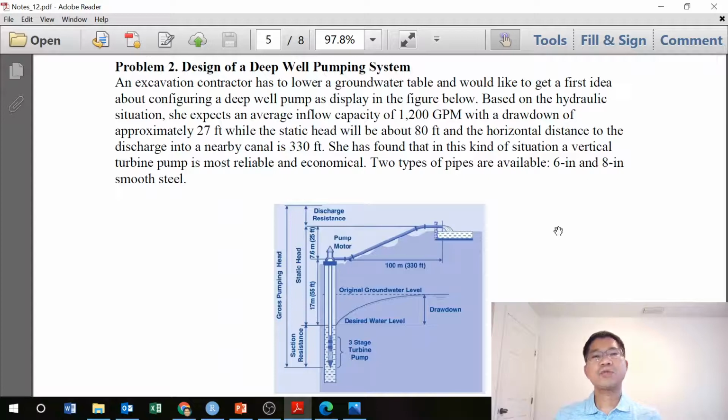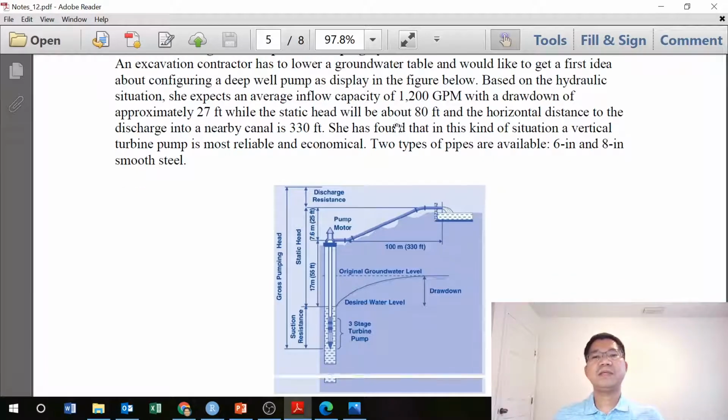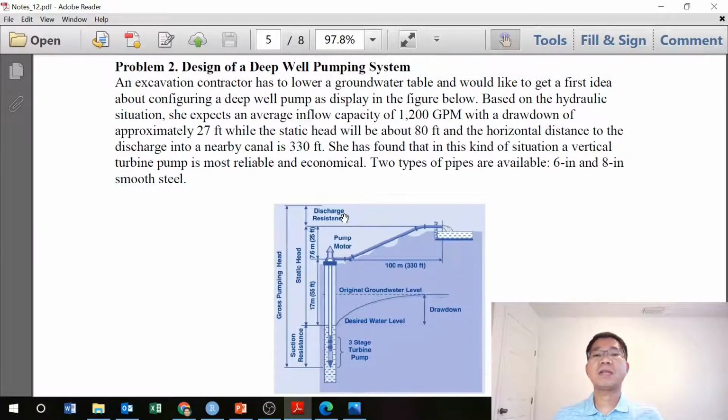You see a walkthrough to problem 2, design of a deep well pumping system for dewatering during construction. So an excavation contractor has to lower a groundwater table and would like to get the first idea about configuring a deep well pump as displayed in the figure below. So this is how they want to excavate and get the water table.